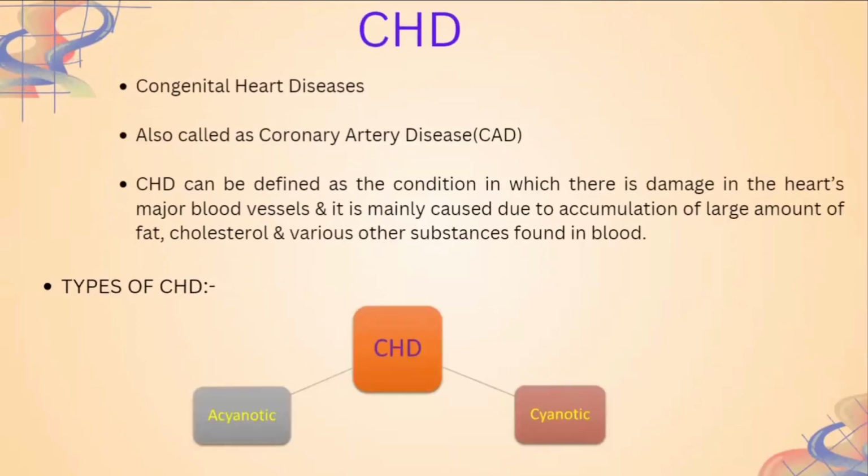Firstly, what is CHD? It is nothing but congenital heart disease, also called coronary heart disease or coronary artery disease, CAD. It is defined as the condition in which there is damage in the heart's major blood vessels, which is mainly caused by accumulation of various substances such as fat, cholesterol, and other substances found in blood. There are mainly two types of CHD, namely acyanotic and cyanotic.